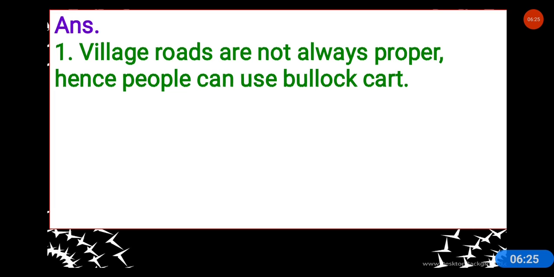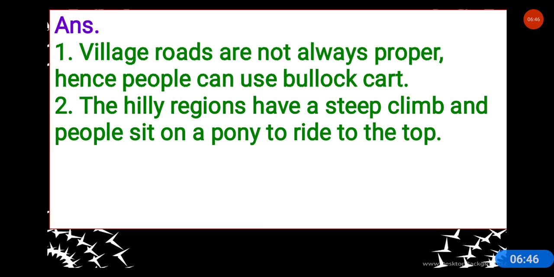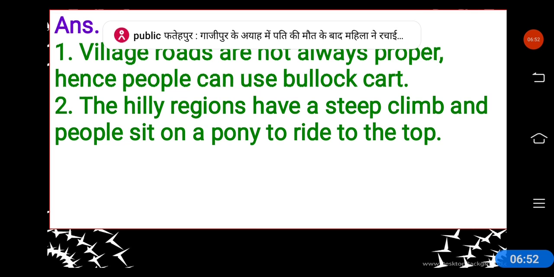So let us see the answer. Village roads are not always proper roads like in the city, and the traffic is very less. So hence people can use bullock carts in a village, right? And the hilly regions have a steep climb, and people sit on a pony and ride on the top. Okay.